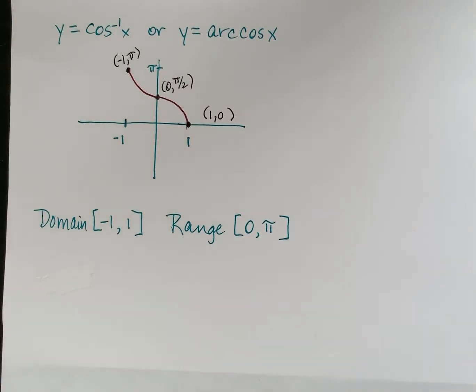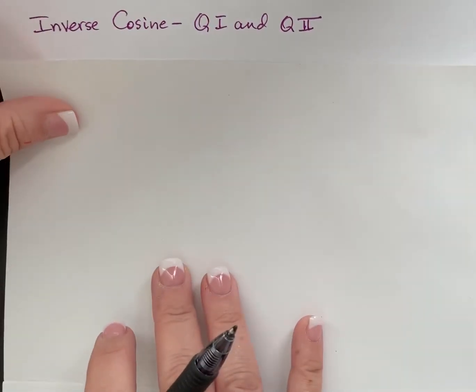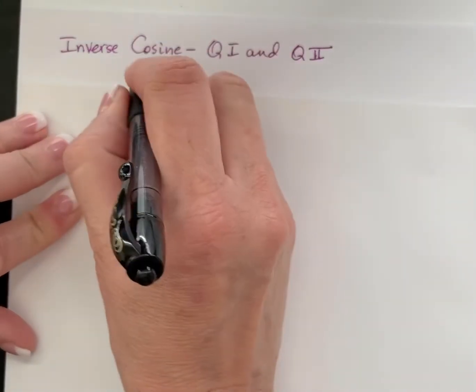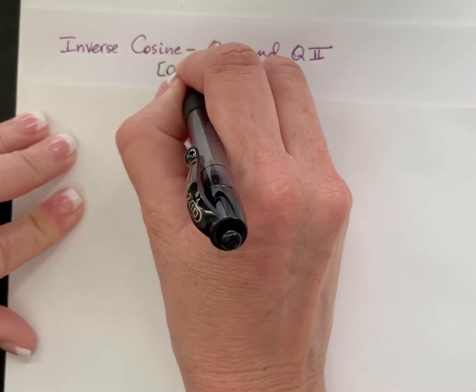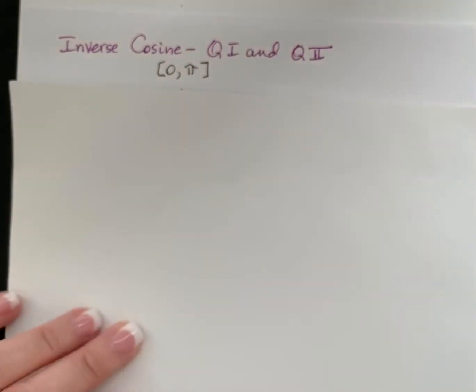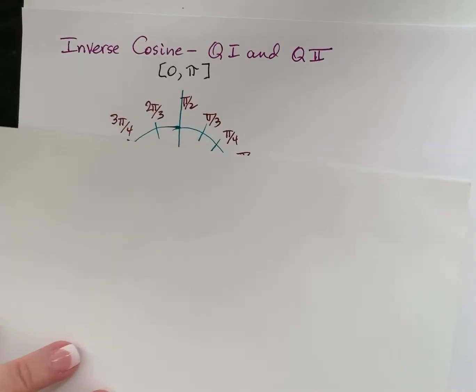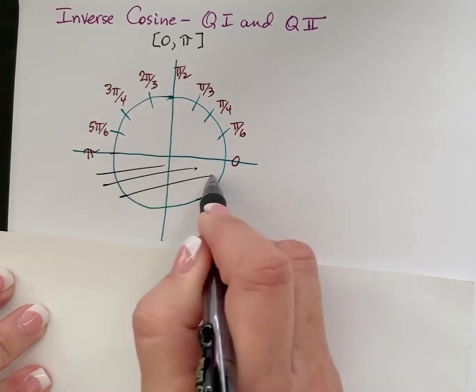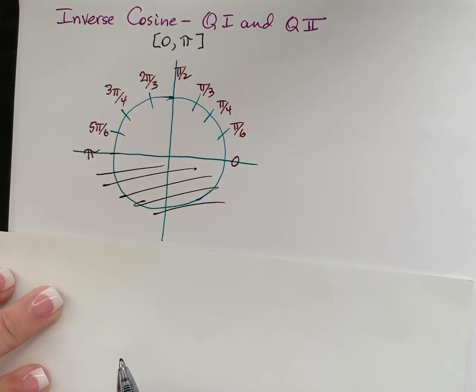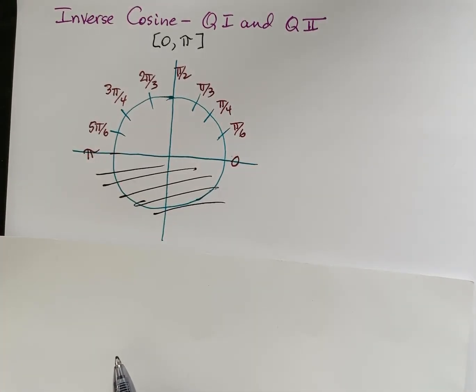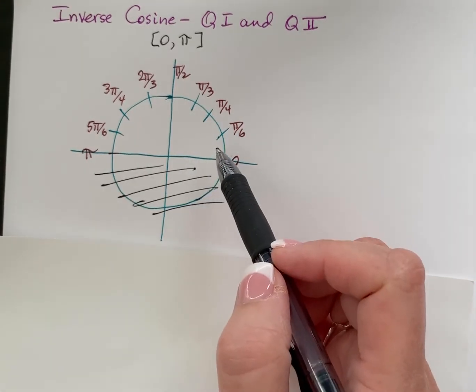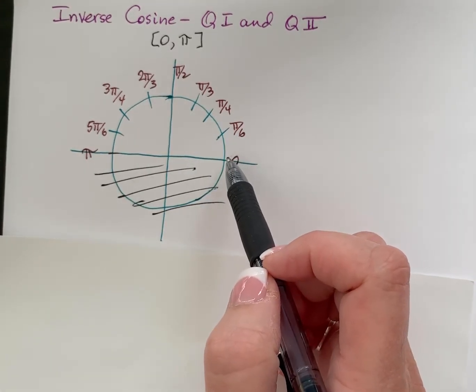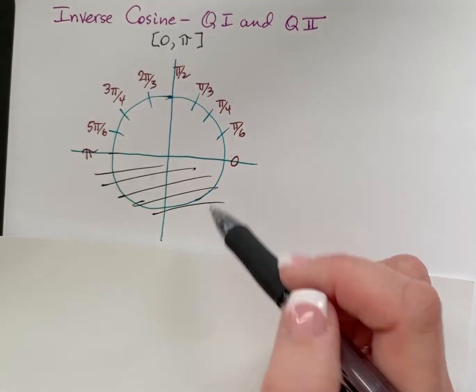So if you are doing problems where you're using special angles and special values, inverse cosine, since it is between 0 and pi, you will only be using quadrants 1 and 2 on the unit circle. Okay, you won't be using the bottom half. So if you're doing an inverse cosine problem with an exact value and your answer's in radians, these are the only possible answers that you might have.